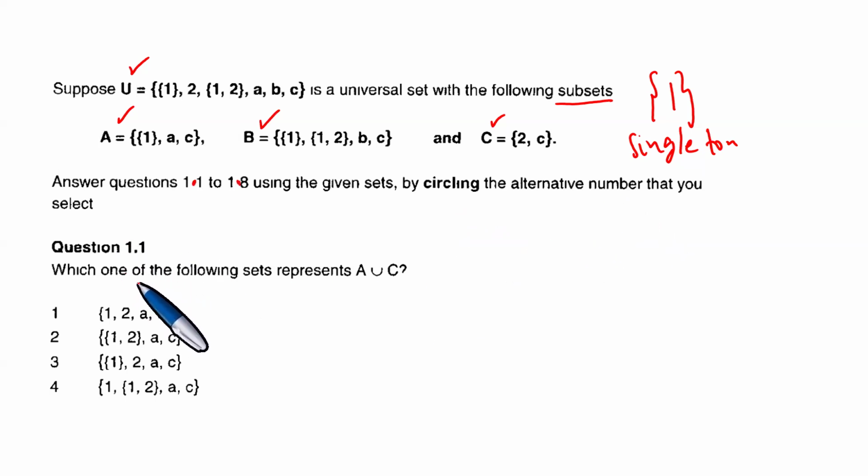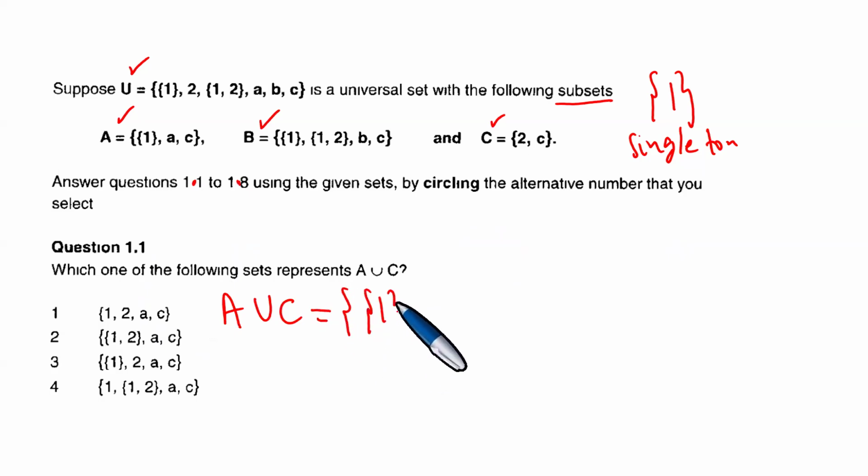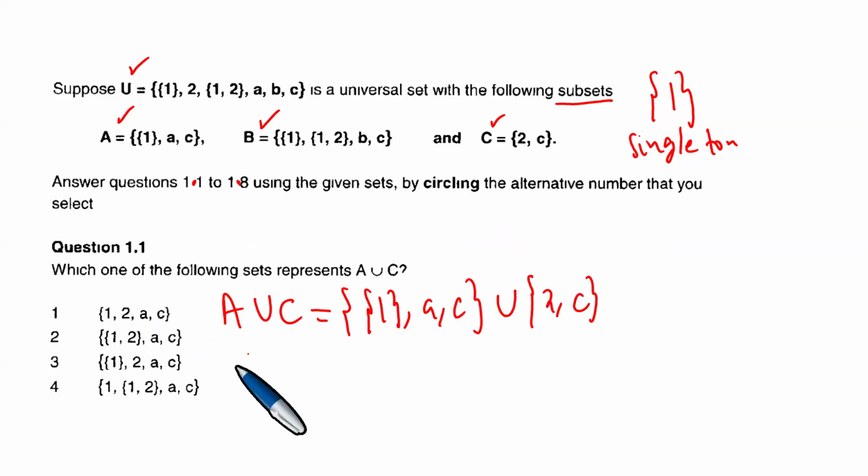Question 1.1, which one of the following sets represents the union A union C? So A union C contains 1, A, C, union 2, C, which means A union C becomes the following. It will contain each element that is in these sets.